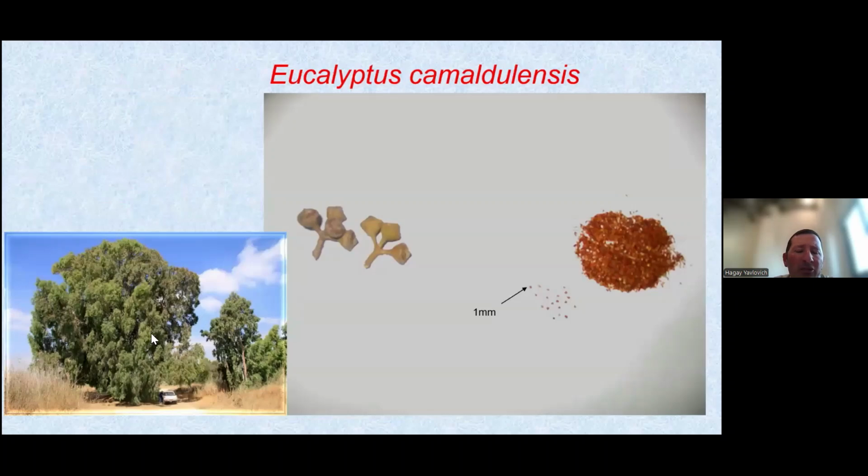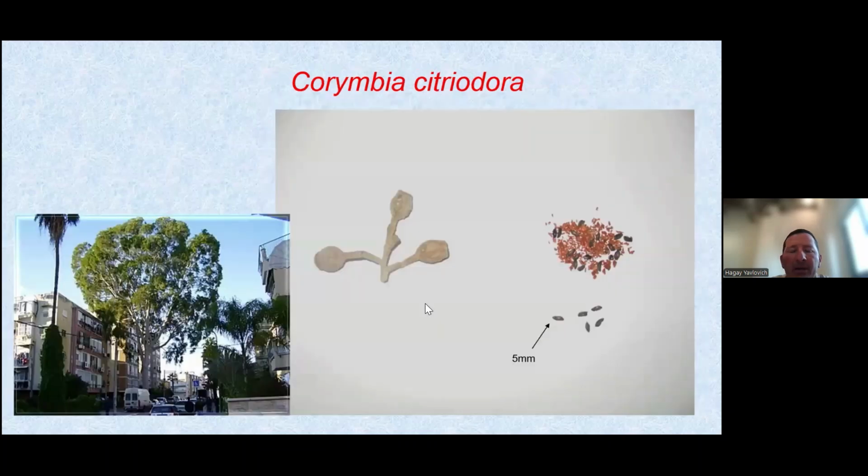Eucalyptus is a very big tree, but the fruit is very small and the seeds are much smaller, like dust. But still, we need to work with them if we want to have a tree for the next generation. You can see here how big the tree is. You can see the car here. And also the Corymbia citrodora. In this eucalyptus, the seeds are a little bit bigger, 5 millimeter.